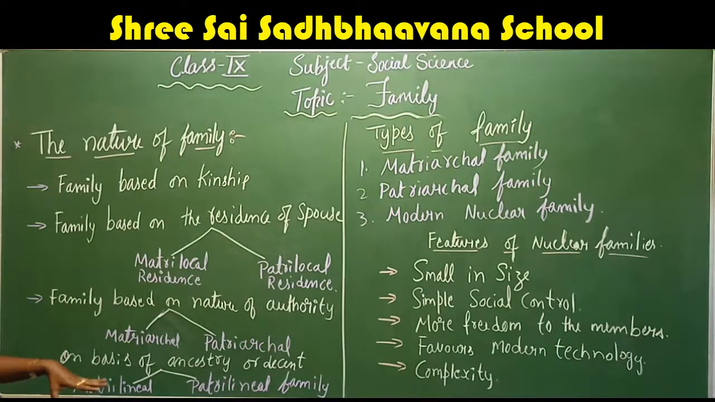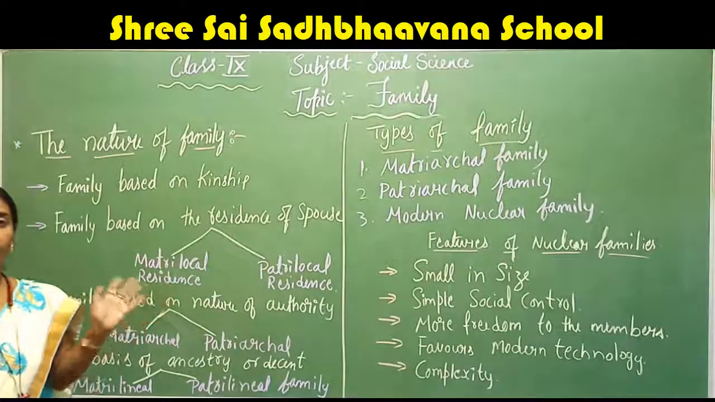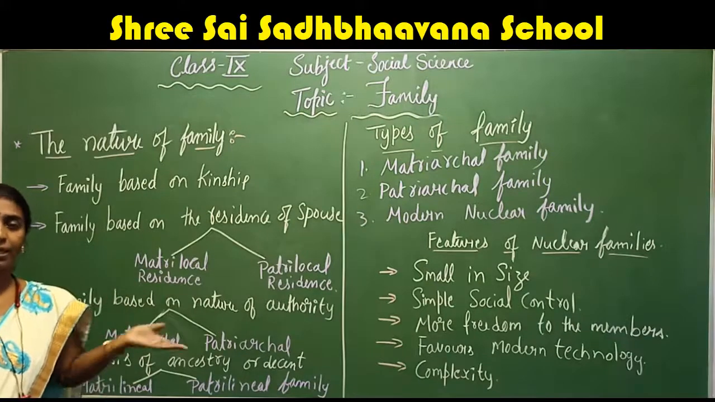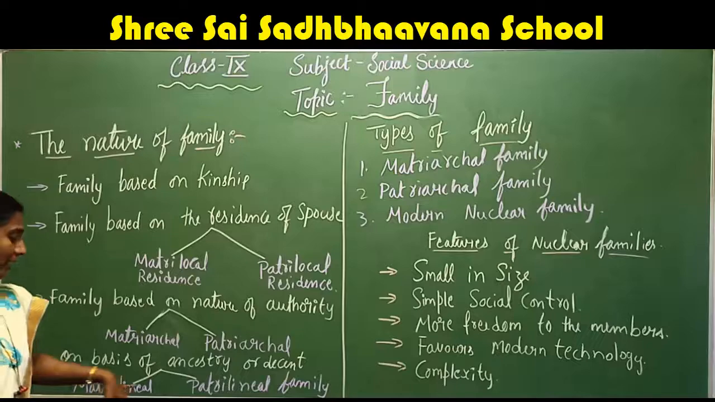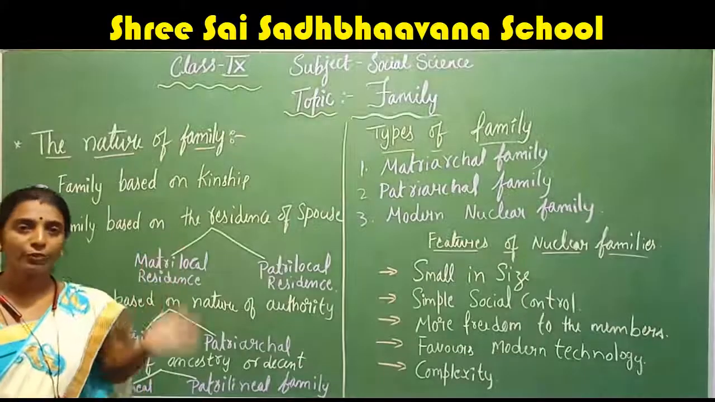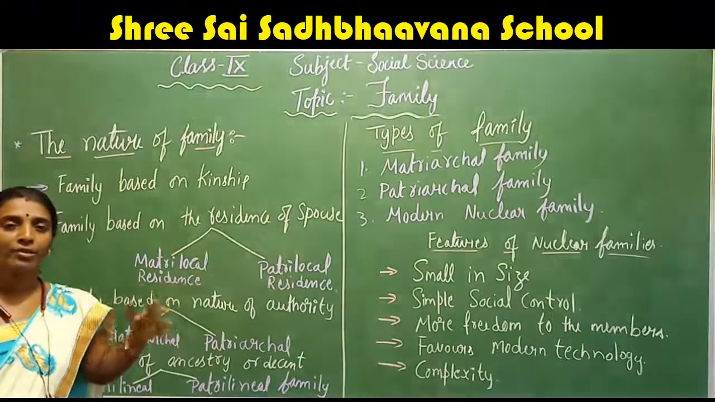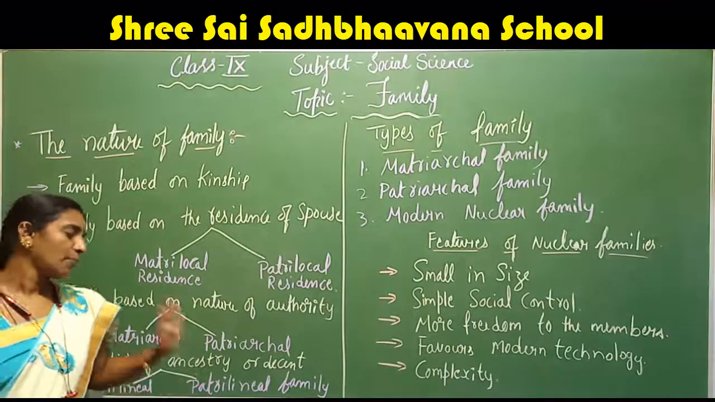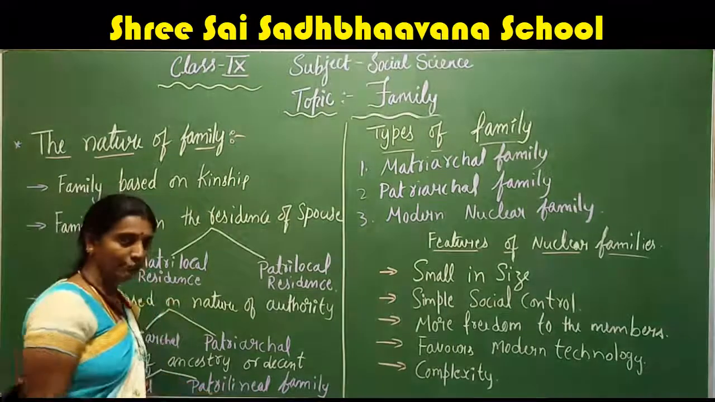And then, on the basis of ancestry or descent: matrilineal or patrilineal. If you are staying from your mother's side, that is called matrilineal. And patrilineal is from your father's side, so your father's grandfather, grandfather's grandfather. So if you are living in that family, that is a patrilineal family in simple words.